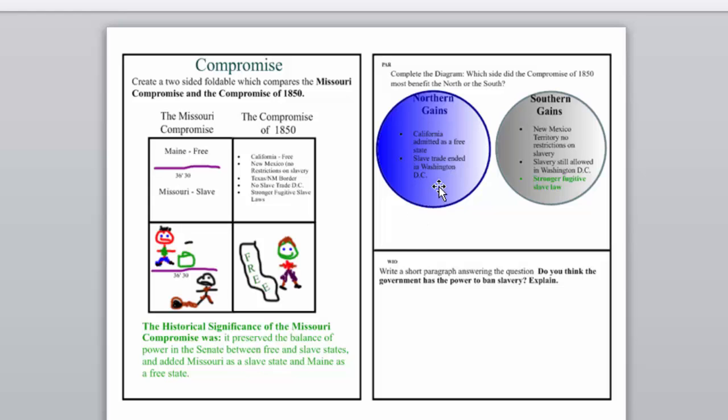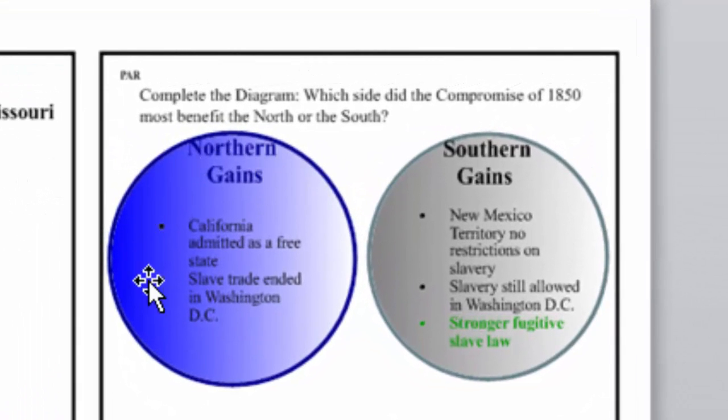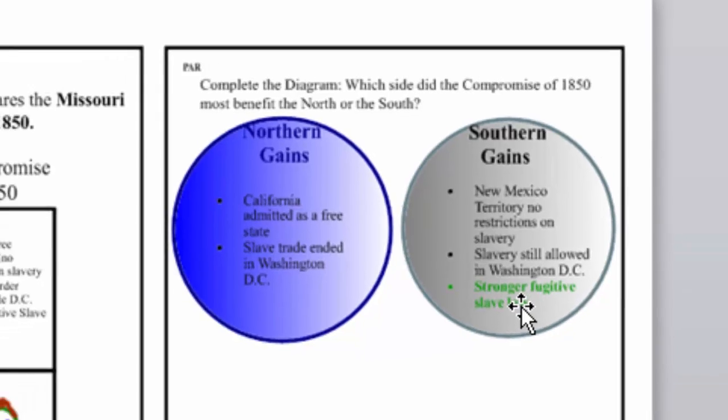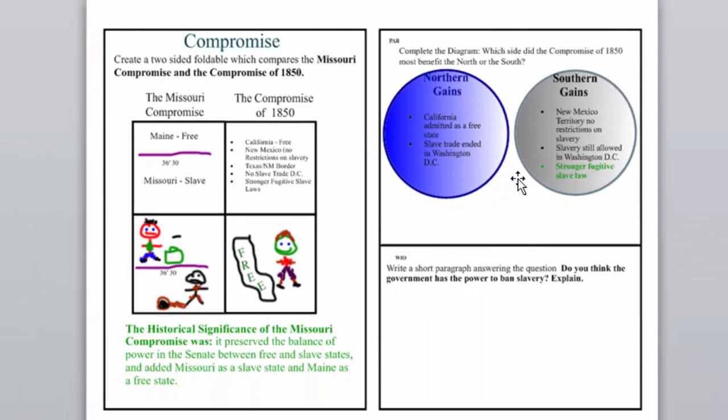Now over here, I want you to draw a circle diagram, and on this side I want the northern gains from the Compromise of 1850, which is California was admitted as a free state and the slave trade would end in Washington, D.C. Those were the northern gains. And then I want you to make another circle with the southern gains, and it has 3 bullets in it. New Mexico Territory would have no restrictions on slavery. Slavery would still exist in Washington, D.C., and there would be stronger fugitive slave laws. So put that in there and color it up.